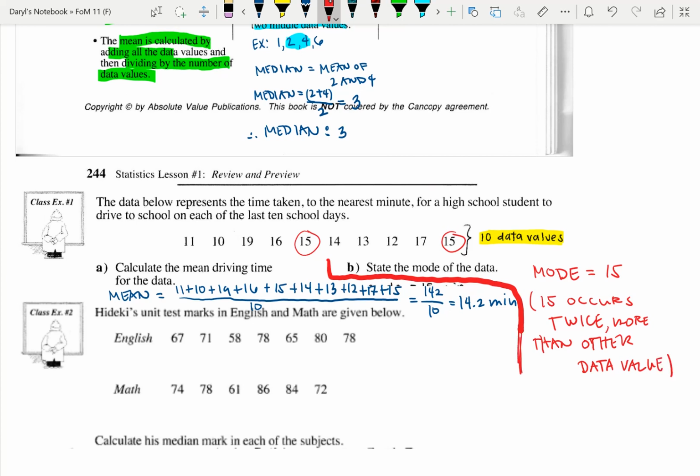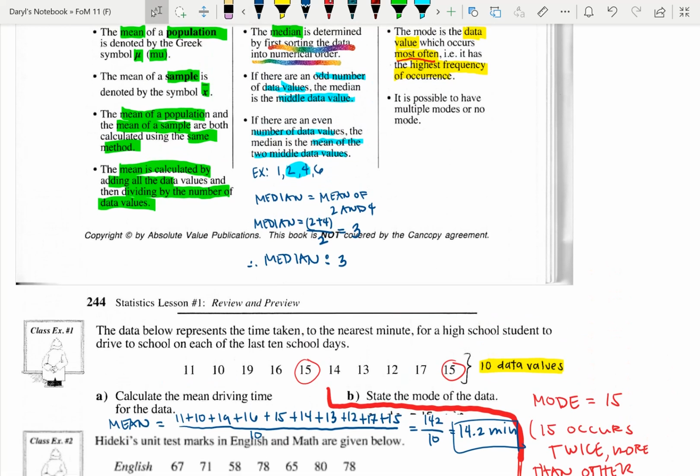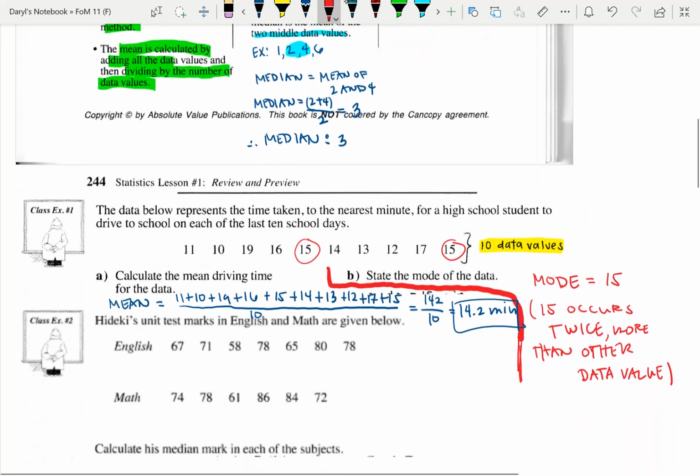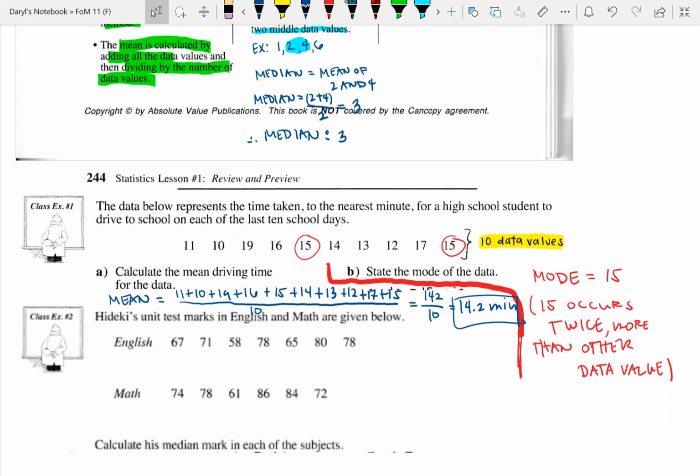Okay, so just remember that for mode, it's possible to have multiple modes or no mode at all. So you can have zero mode or no mode or multiple modes. So in this case, let's say for example, if there's only 115 also there, well, you cannot say that the mode is 15. You would say that there will be no mode.